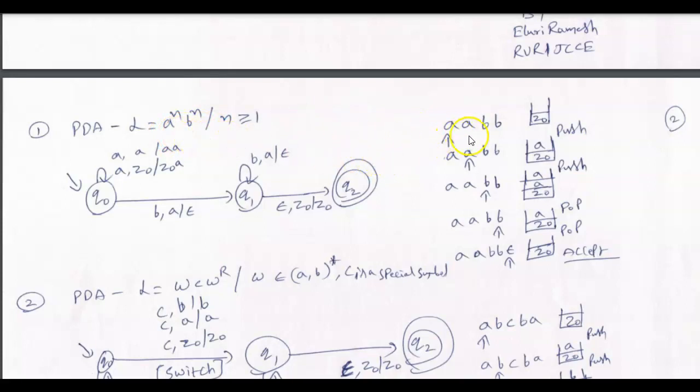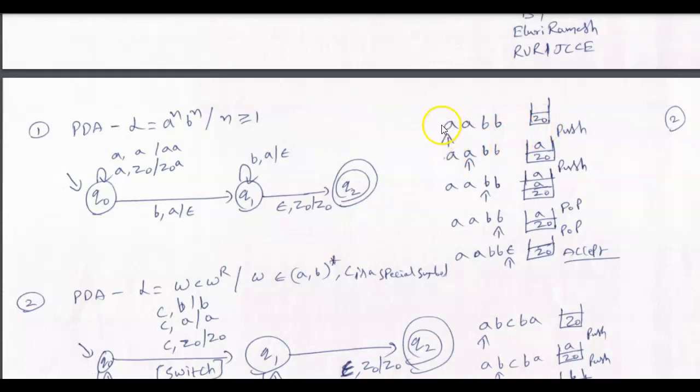For example, I am taking AABB. This is the stack that I am representing here. In the exam also you have to represent it like this, so that we know that you constructed the problem using the correct procedure. You got my point? This is the first symbol that we are going to process, A. The initial stack symbol is Z0.